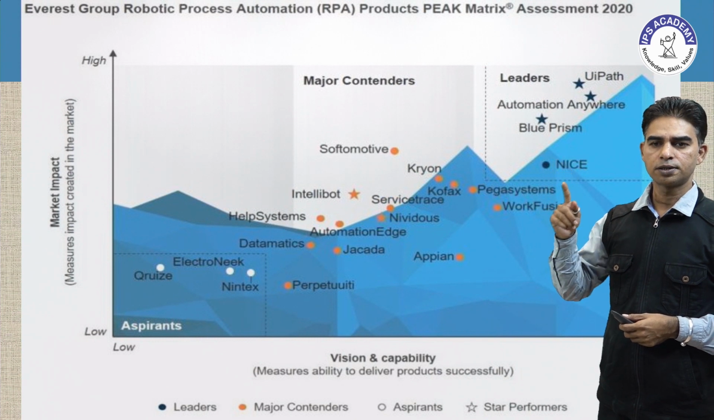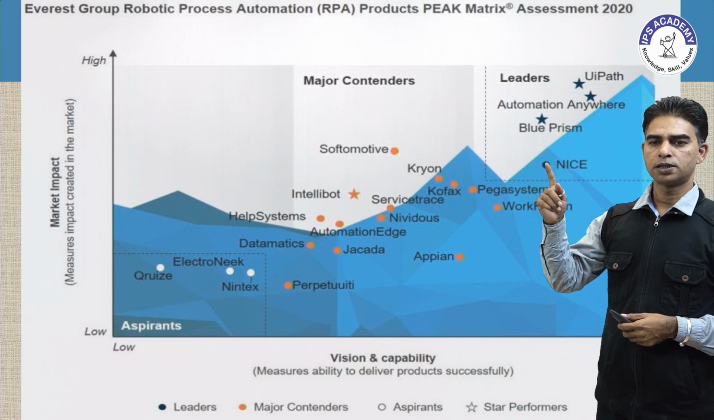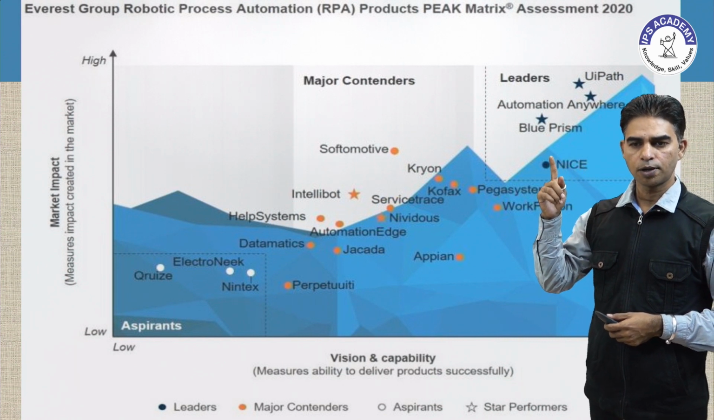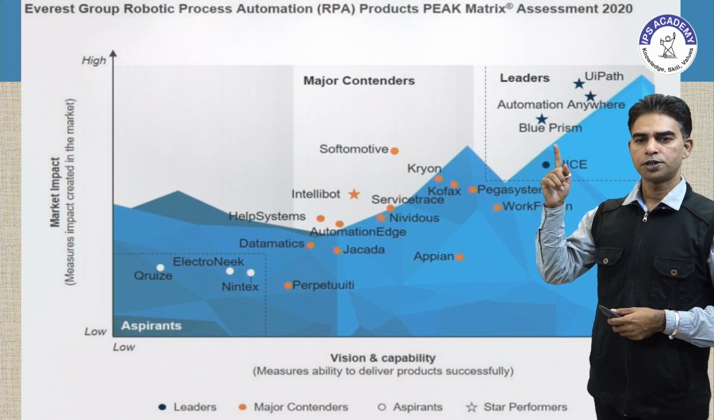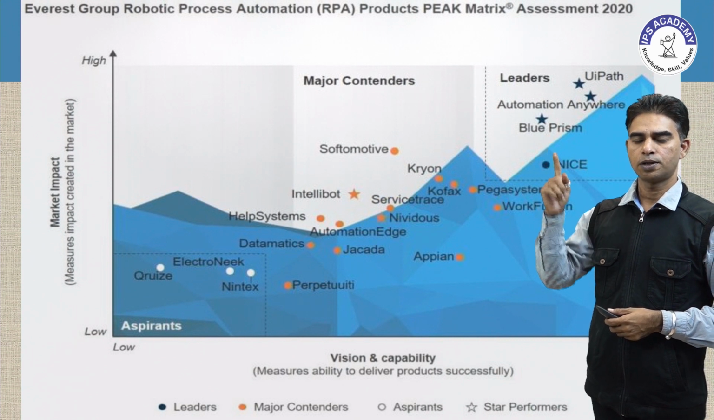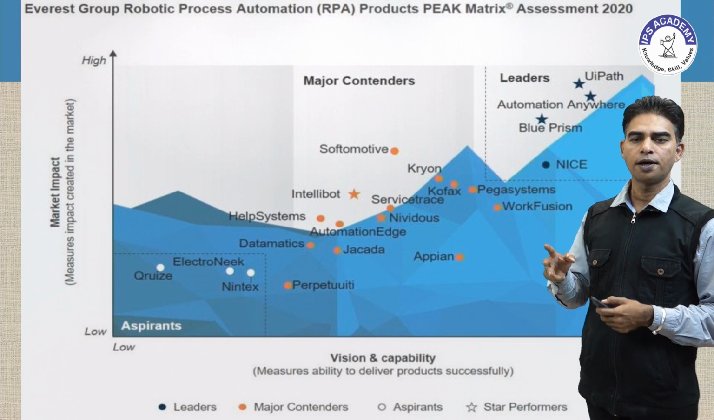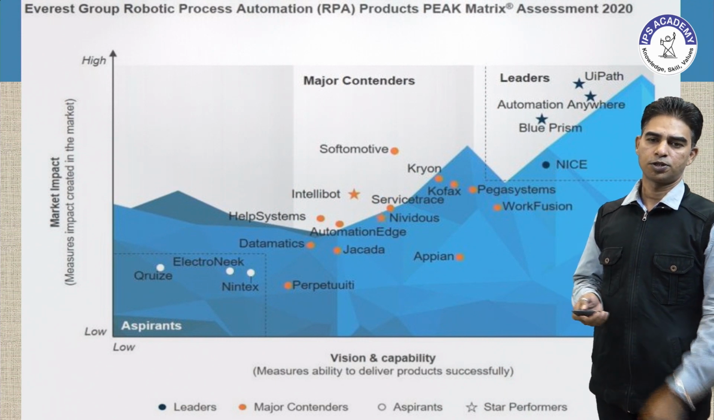In the leaders, there are 3 companies listed. One is Blue Prism, which is also a leader of robotic process automation, then Automation Anywhere, and then UiPath. UiPath, the 3-star company, is there. It is a leader in the robotic process automation market.